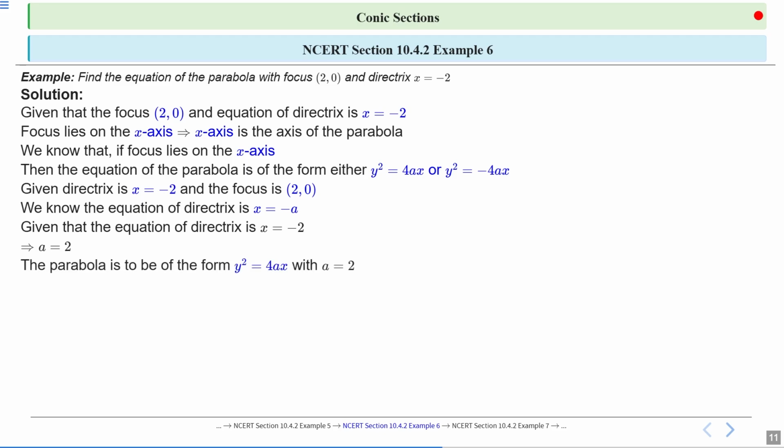And the parabola is to be of the form y square equal to 4 times ax with the value of a is 2. Hence, the required equation of the parabola is y square equal to 4 times 2 times x, which is equal to 8x. So y square equal to 8x is the required equation of the parabola with focus (2, 0) and directrix x equal to minus 2. Clear? I hope it is clear to all of you. So now let us move to the next example.